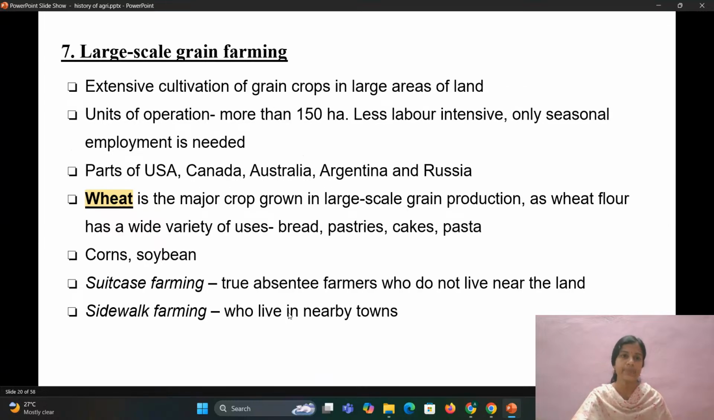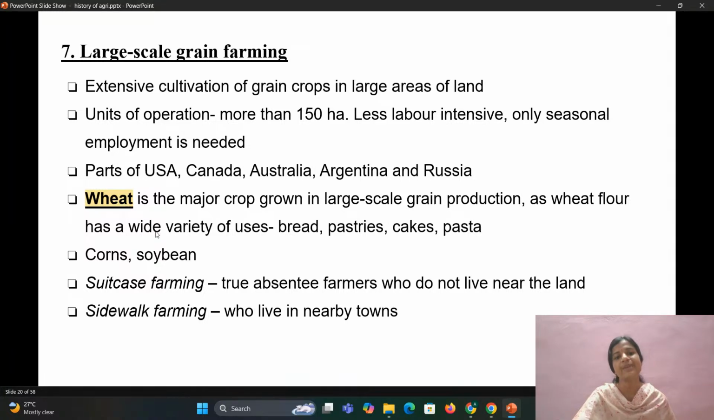Then another type of agricultural system is large scale grain farming. Large scale grain farming is an extensive system of cultivation. The units of operation, or the area of cultivation, will be very large, that is more than 150 hectares. So wheat is a major crop that is grown under large scale grain farming. Other than wheat, corn and soybean are also grown.